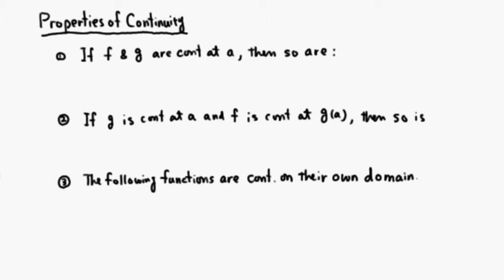Alright, let's look at the properties of continuity. So let's say if you have two functions that are continuous at a, then any algebraic combination, for example, f plus g, and some constant times f, or product of two functions, and also f over g.